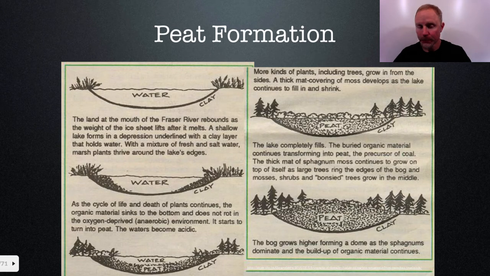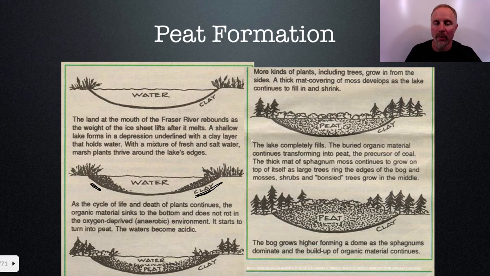So if we look here, you can see that as the glaciers recede, you've got these cool, wet conditions, and oftentimes the body of water is underlain by a layer of clay, which makes it impermeable, so it's going to hold that water. And then you get the formation of these plants around the water source. And now these things, as they begin to rot or break down in the water, start to get buried more and more. But the breakdown is very, very slow. And what happens is the waters become acidic, and then the breakdown is even slower.